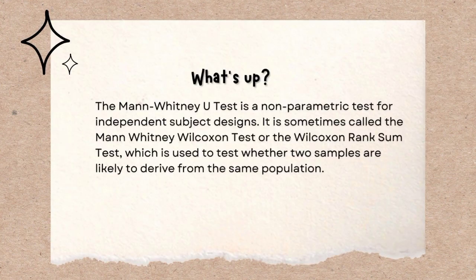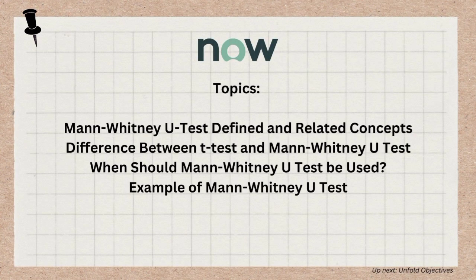So to begin with, what is Mann-Whitney U Test? Well, it is a non-parametric test for independent subject designs. It is sometimes called the Mann-Whitney-Wilcoxon test or the Wilcoxon rank sum test, which is used to test whether two samples are likely to derive from the same population. So now, these are the topics: Mann-Whitney U Test, define and related concepts, differentiate between t-test and Mann-Whitney U Test, when should Mann-Whitney U Test be used, and also we're going to use the Mann-Whitney U Test in an example.